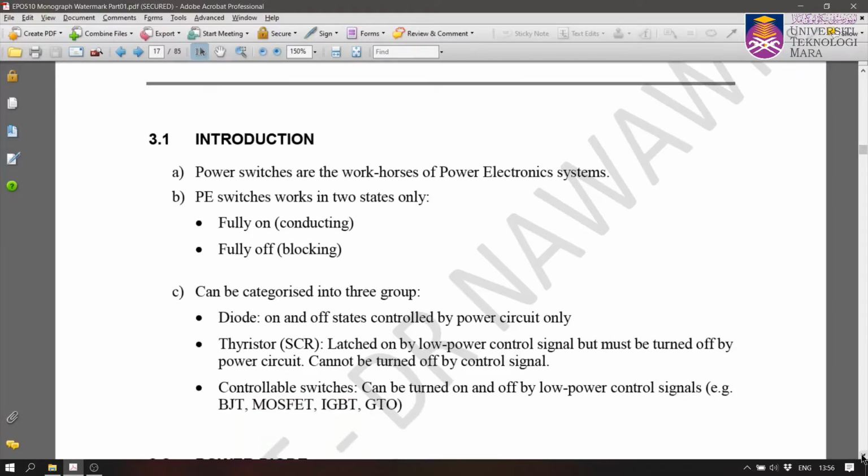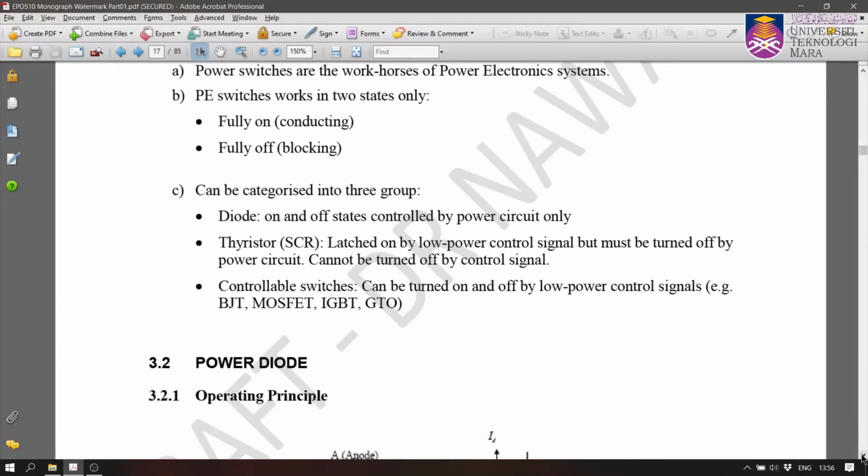So it can be categorized into three groups. There are three groups of power devices. The first one is the diode, which is the uncontrolled device. It depends solely on the power circuit, which is the voltage and current of the power circuit. It will turn on when it is forward biased and the current follows the direction of the arrow of the diode, and it will be off when it is reverse biased and the current is in the opposite direction of the arrow of the diode symbol.